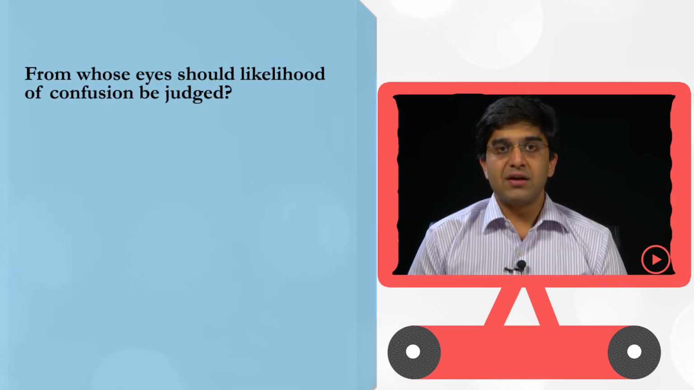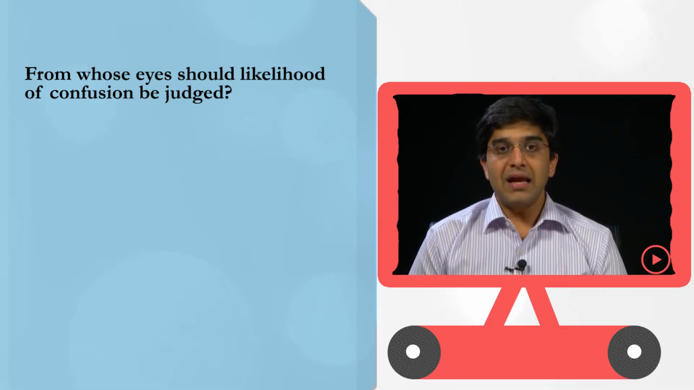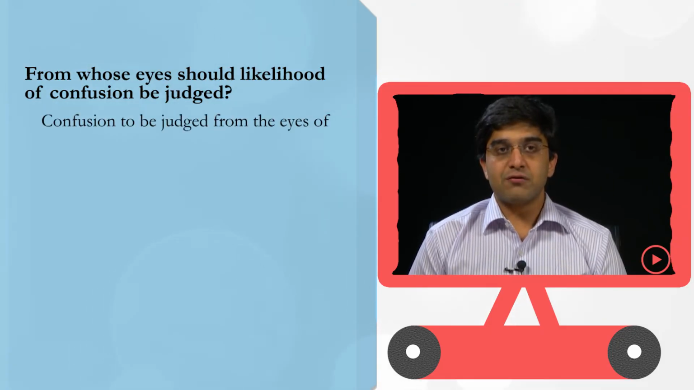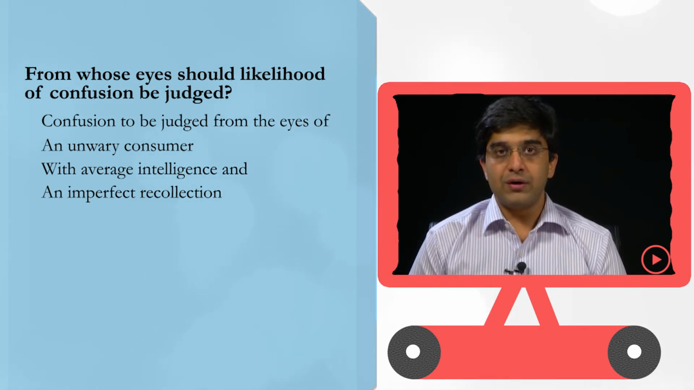Now let's move on to this concept: from whose eyes should likelihood of confusion be judged. Way back in the year 1962, the Supreme Court of India identified such a person from whose eyes the likelihood of confusion needs to be judged. The likelihood of confusion needs to be judged from the eyes of an unwary consumer with average intelligence and imperfect recollection. Now, when I say confusion, you must understand that the bedrock of trademark law is confusion.